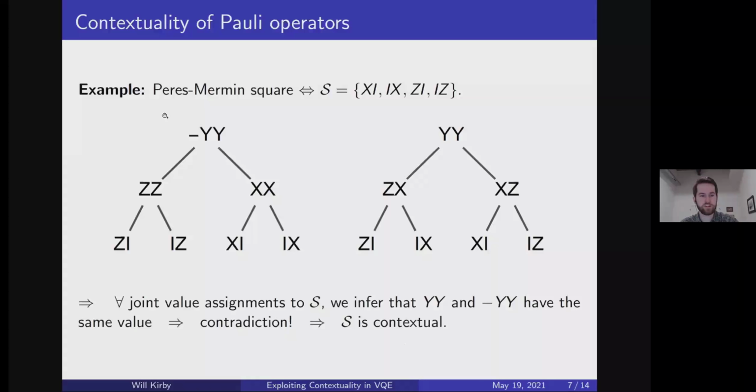And you've probably already noticed, because I wrote it here on the slide, that this example is just a recasting of the Peres-Mermin square, but we're just starting with a subset of the square and we're inferring the rest of the square from it, because again, we're allowing these inferences to go outside of our initial set.